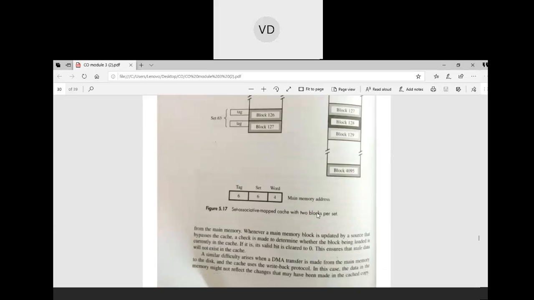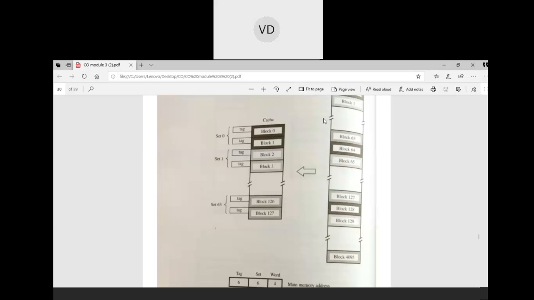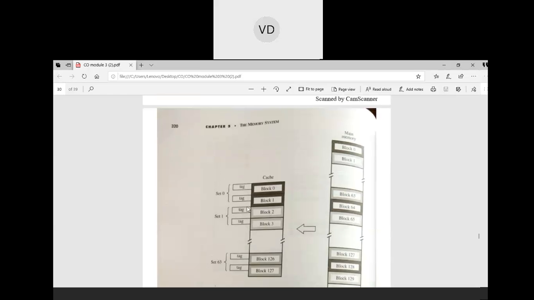Okay. So next, we are going to the next topic, that is the replacement algorithm. So what is this replacement algorithm? See, suppose the cache memory is full now, containing block number 0, block number 128. When the cache memory is full and the processor requires some data that is not present in the cache memory.